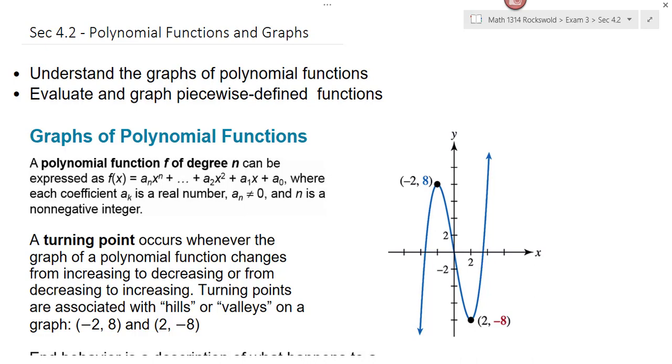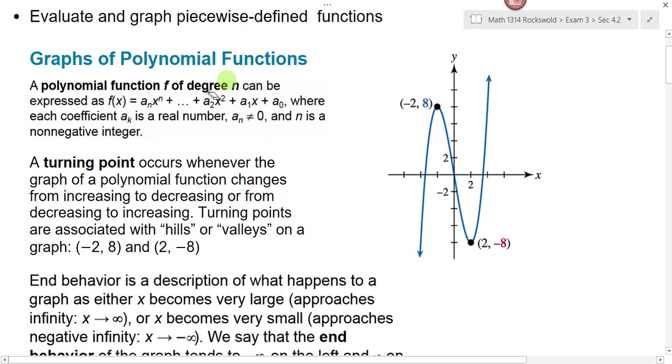Moving on to section 4.2, polynomial functions and graphs. Now we're going to put some things together and that'll help us analyze polynomial functions and graphs. And we're also going to look at piecewise functions again. Remember, a polynomial function is a function in this form where n is going to be a positive or a non-negative integer, and these numbers in front of the powers of x have to be a real number. They can't be an imaginary number.